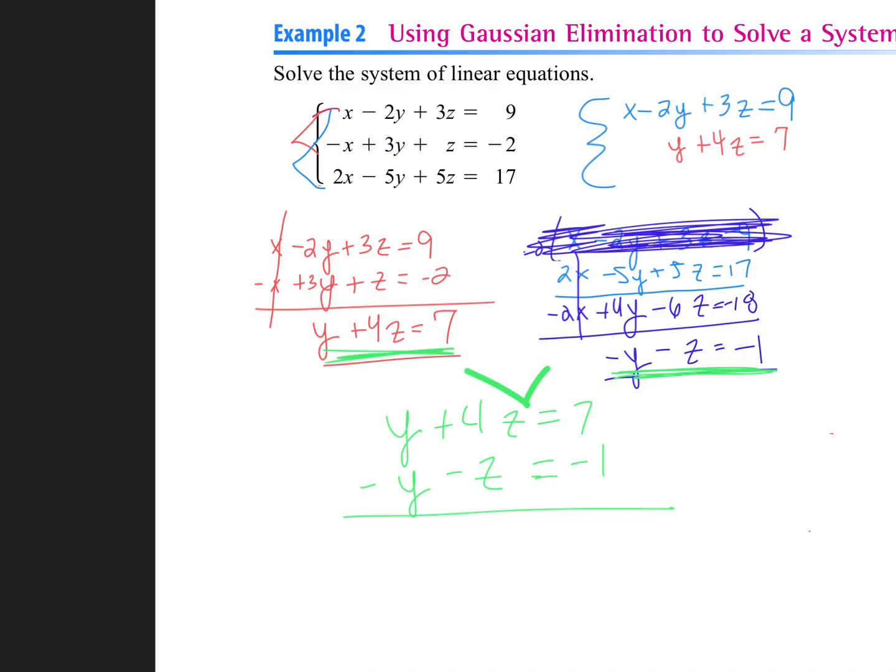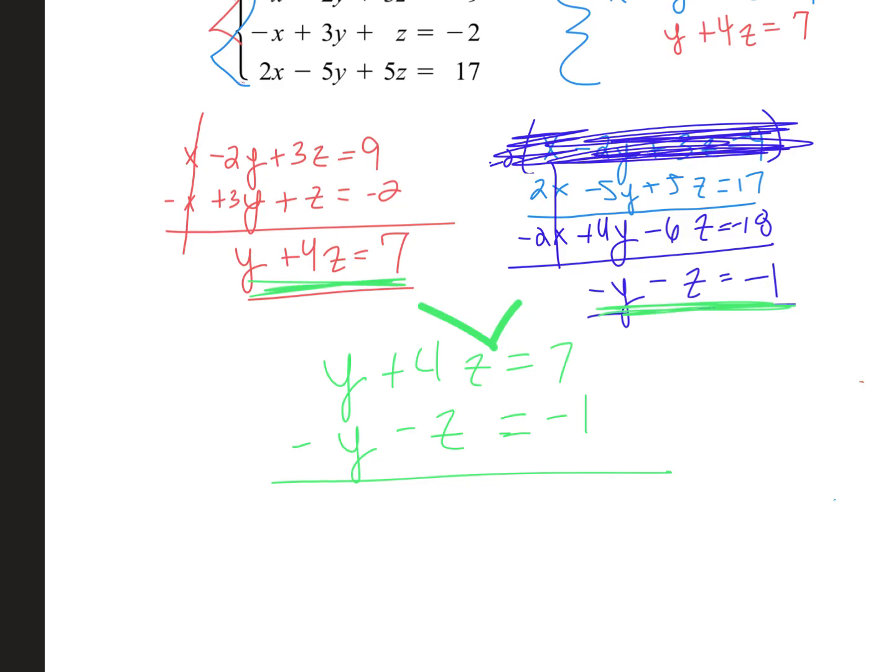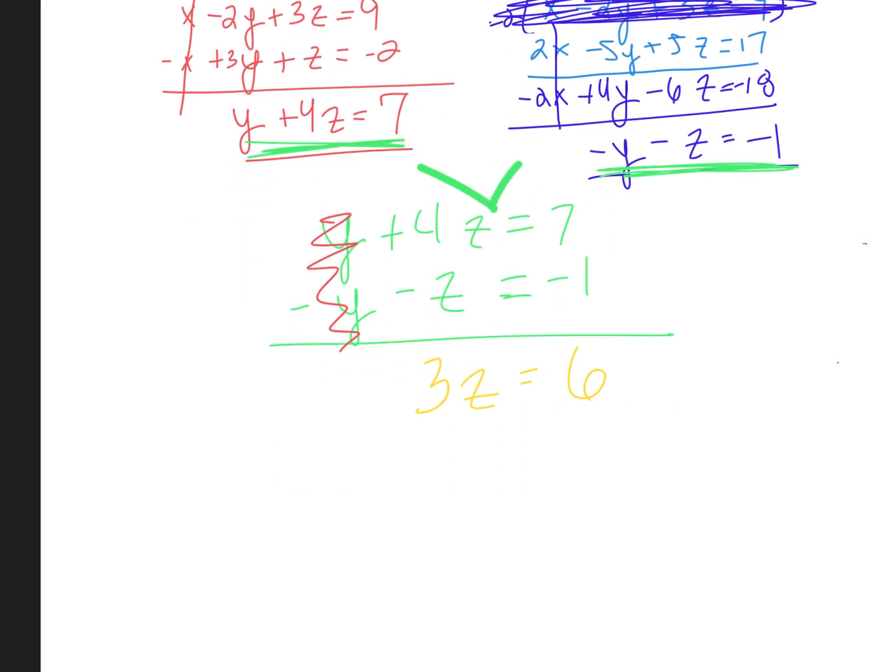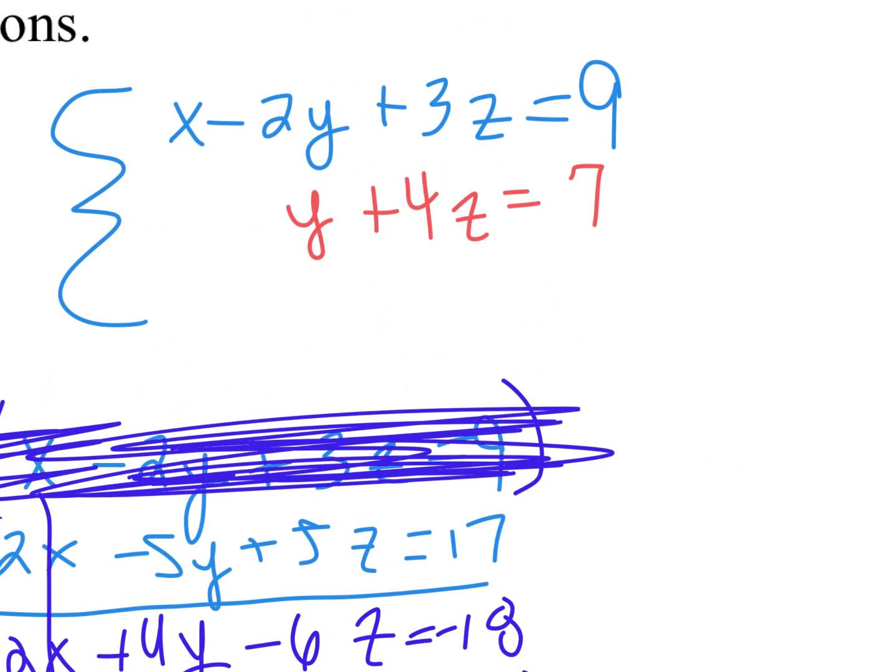Do I have to do anything to my y's in either equation in order to eliminate them when I combine them? No, I don't have to multiply or anything. What's positive y plus negative y? It's 0, okay. What's 4z minus 1z? 3z equals, what's 7 minus 1? 6. Solve that. Divide by 3, and z equals 2. All right, so the first part of our problem is done.